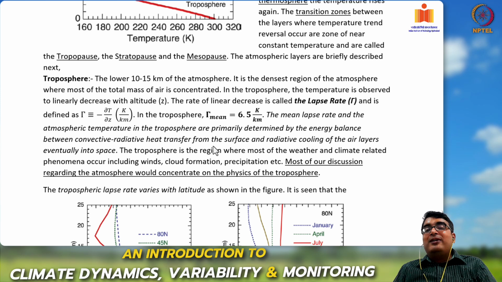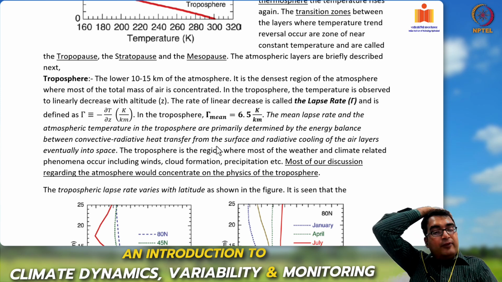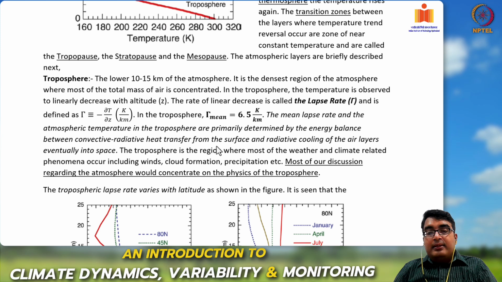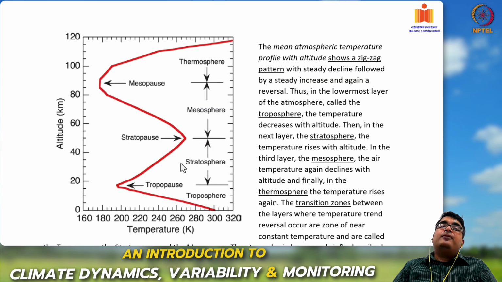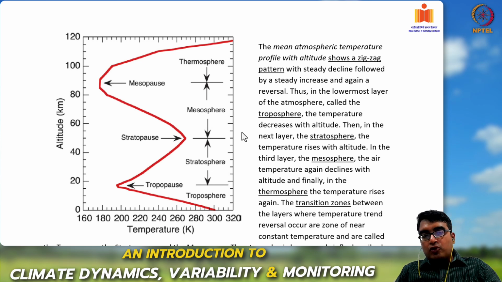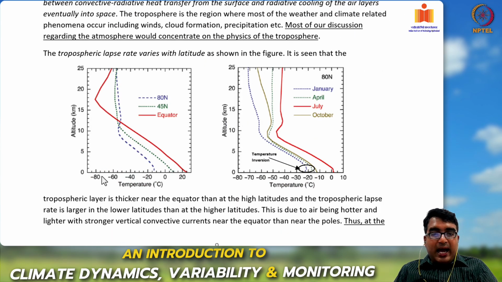As we said, the troposphere is the region where most of the weather and climate related phenomena occur, including winds, cloud formation, precipitation, etc. And most of our discussion regarding the atmosphere will concentrate on the physics of the troposphere. Now, this figure seems to show a uniform profile all over the planet. That is not true. This figure is primarily near the equator. If you change the latitude and even change the seasons in different parts of the latitude, then this figure will change to some extent.